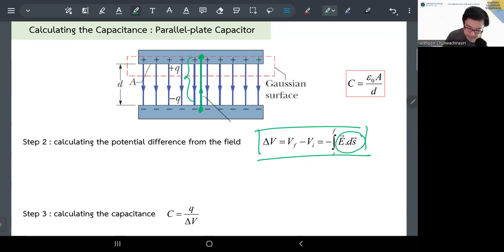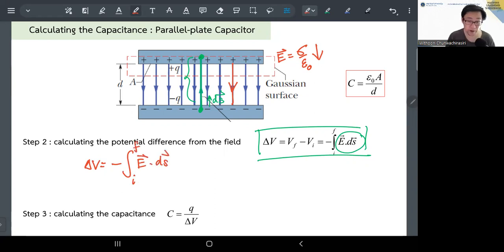That means my displacement vector points upward. But we already learned that the electric field points down: E vector is sigma over epsilon naught pointing down. So the electric field points down, your displacement points up, and they make 180 degrees with each other. My delta V is by definition negative integral of E dot displacement from the initial point to the final point. That's how we calculate the potential difference between two points in the field. The negative sign is there: E ds cosine 180.